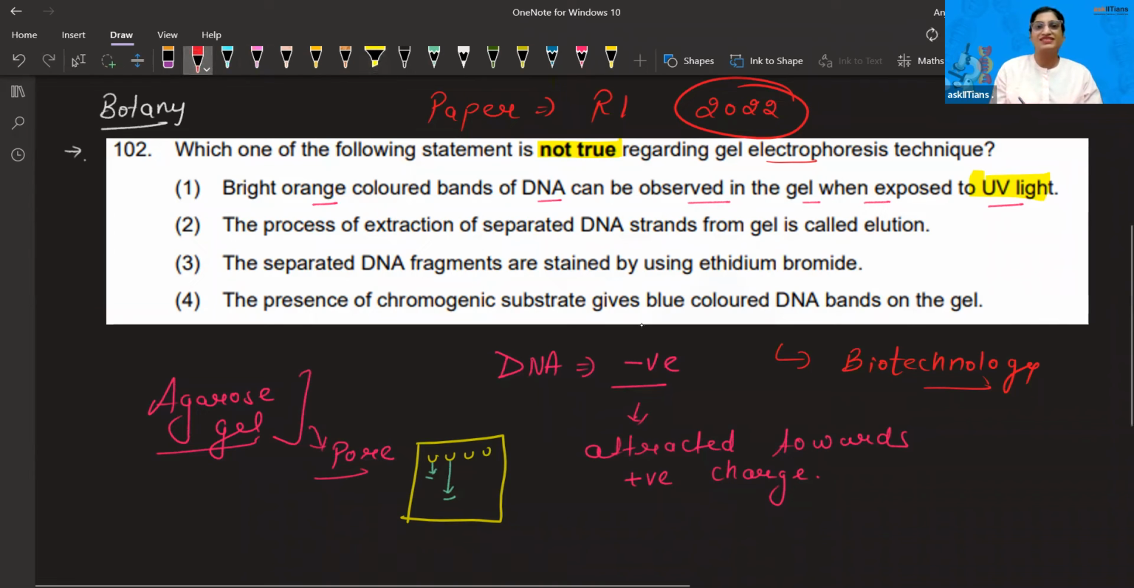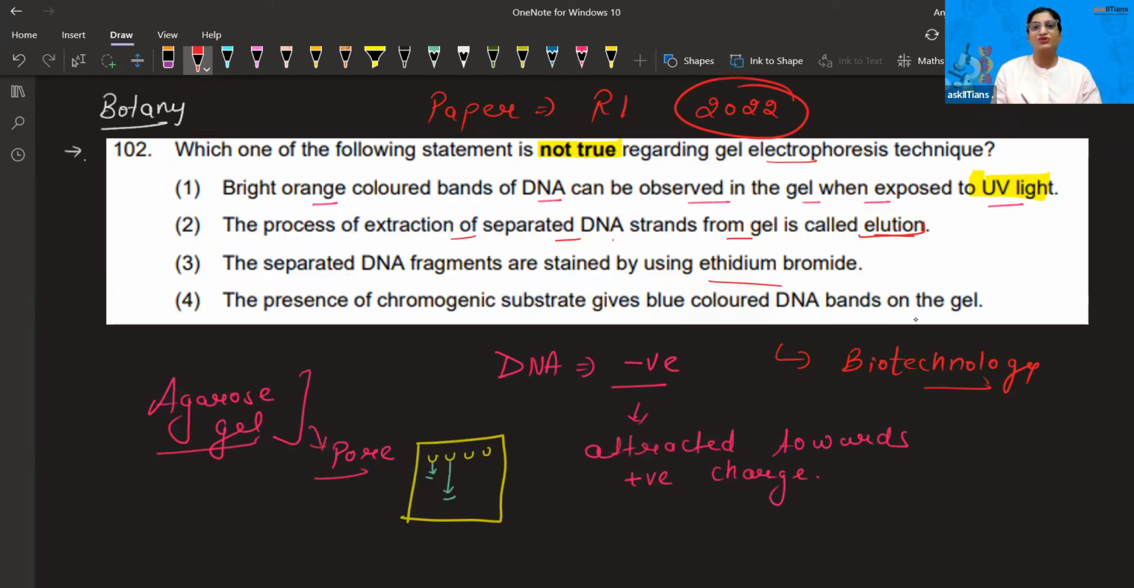The process of extraction of separated DNA strands from the gel is known as elution. Elution is a term used for separation. If you remember learning chromatography in the photosynthesis chapter in 11th class, the term elution is used for how substances are separated in chromatography. So elution is used for separation, not only in chromatography but otherwise also. This statement is true because we are separating DNA. The first statement is also right, because of UV. The third is: the separated DNA fragments are stained using ethidium bromide. Let's put it on hold and see the fourth option.